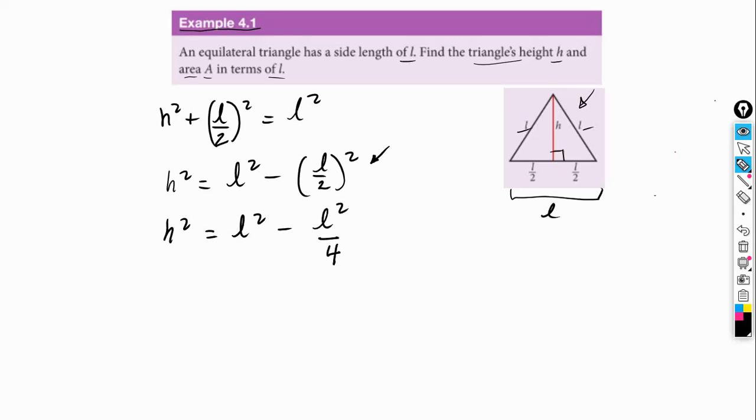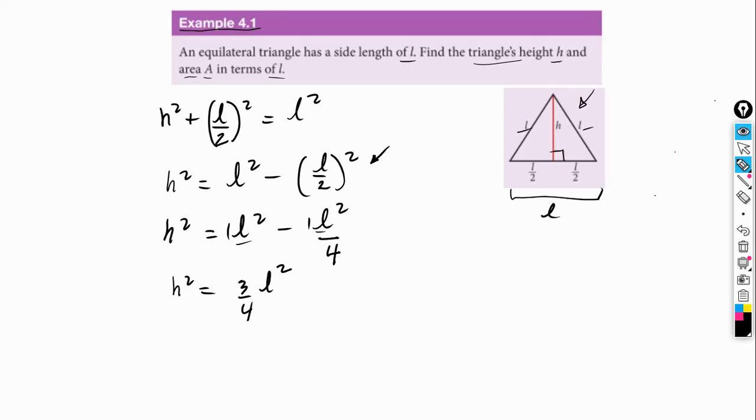Remember that when you have a fraction in parenthesis and to the power of something, you have to apply the power to both the numerator and denominator. Now notice that this is L squared and L squared. This is 1 L squared, and this is the same as saying 1/4 L squared. So that means that H squared is equal to 3/4 L squared.